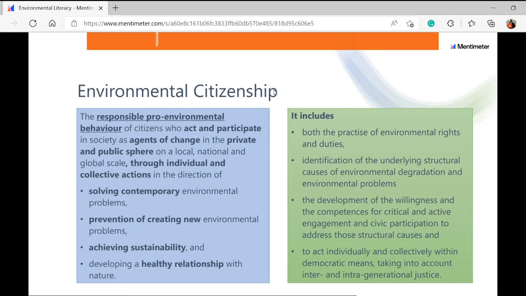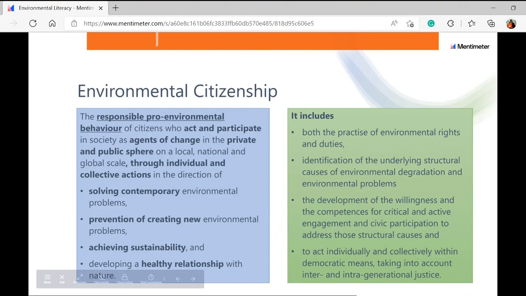Solving contemporary environmental problems. So whatever problem exists, it is not about reading or learning about theoretical issues, but engaging and solving the problem that I have in my surroundings. Prevention of creating new environmental problems, how we can mitigate and adopt behaviors that don't create new problems, achieving sustainability and developing a healthy relationship with nature. So taking responsibility to solve problems, engaging with those, working with other people is what environmental citizenship is all about. And it includes both the practice of rights and duties.